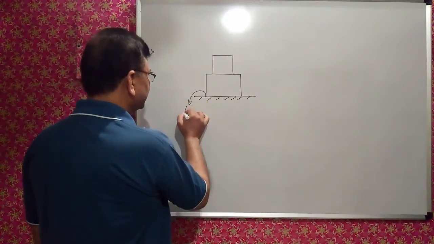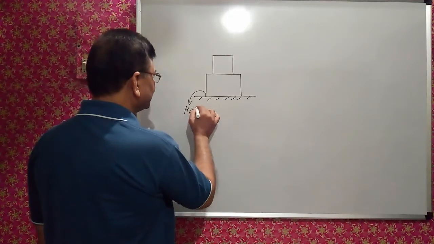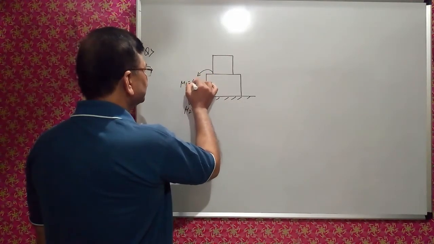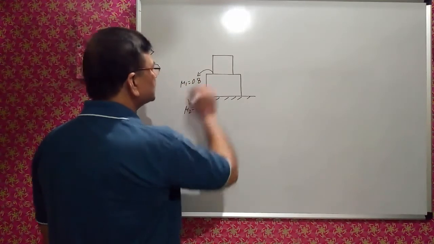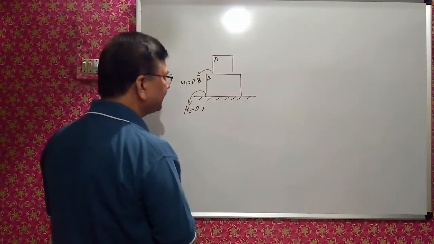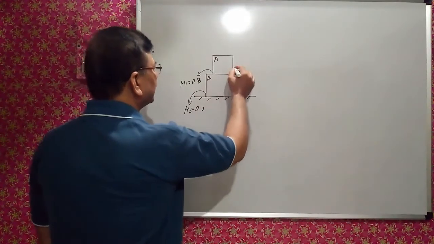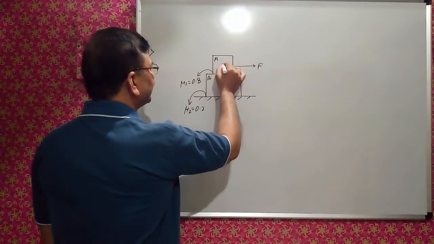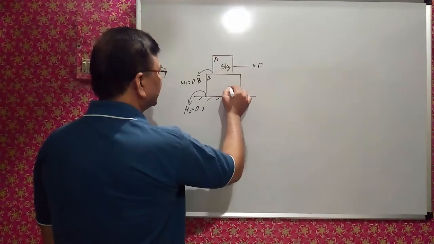Friction on this is mu2, that is equal to 0.2. Friction mu1 is equal to 0.8. Suppose it is the block A, this is the block B, and a force F is applied on this. 5 kg mass, this 10 kg.